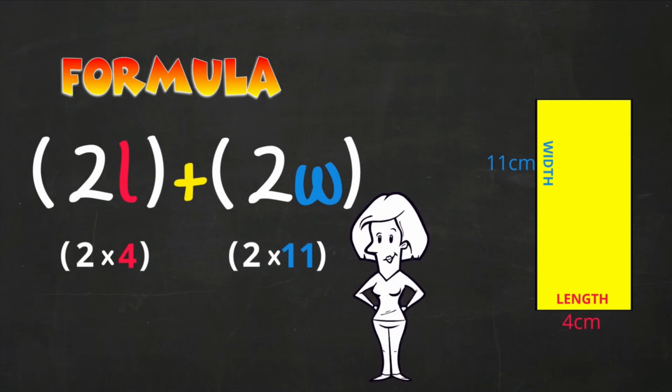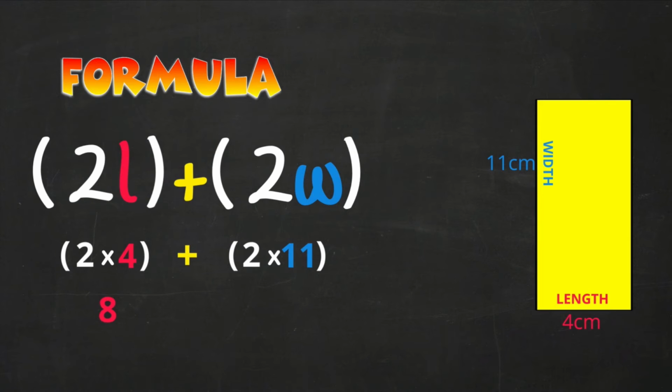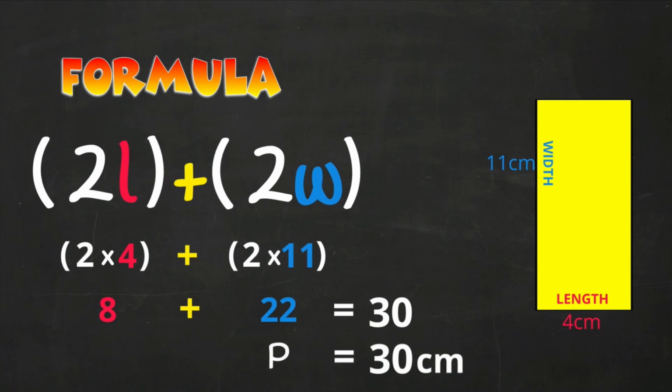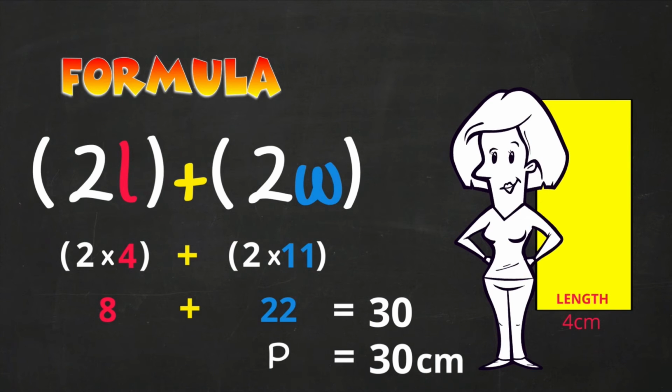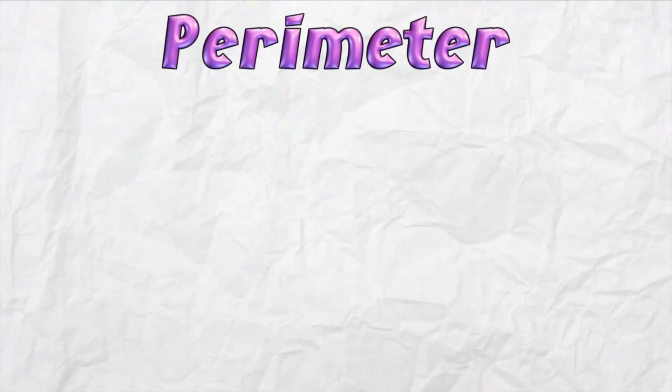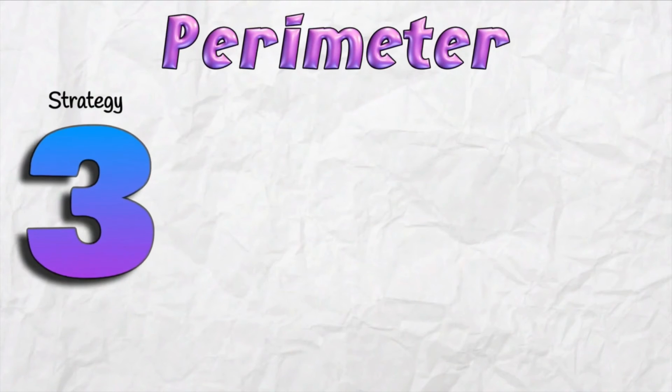And these parts are in brackets because of course we do those first and then we do the adding at the end. 2 times 4 is 8 plus 2 times 11 is 22. Then just add those figures together. 22 plus 8 is 30. The perimeter is 30 centimetres. This formula clearly tells us what to do. You can do this. Now let's take a look at strategy number 3.